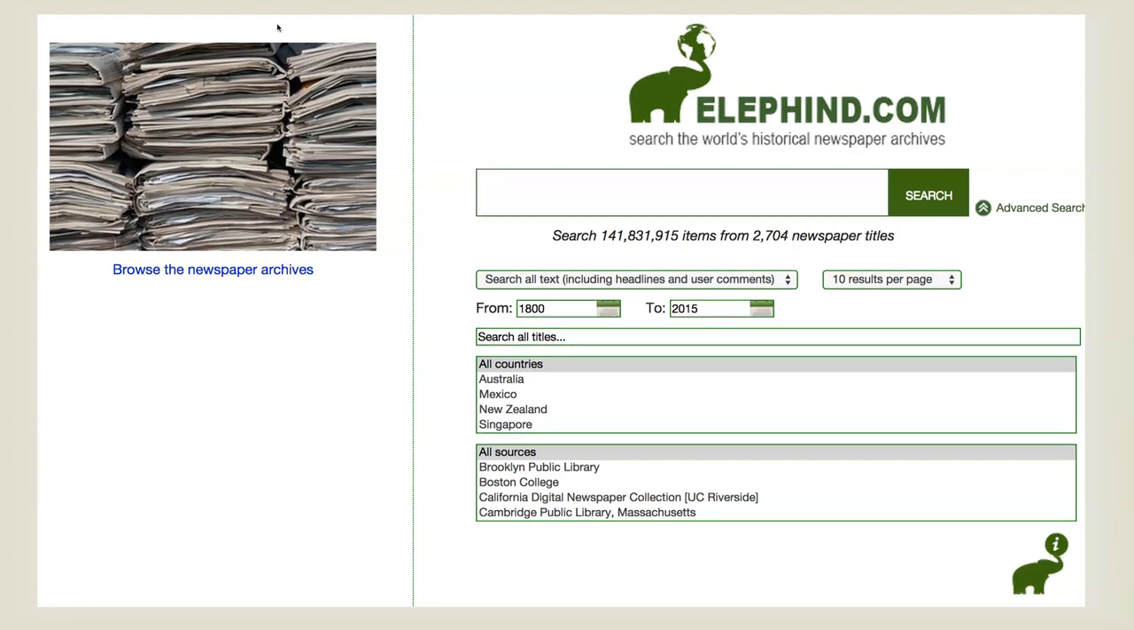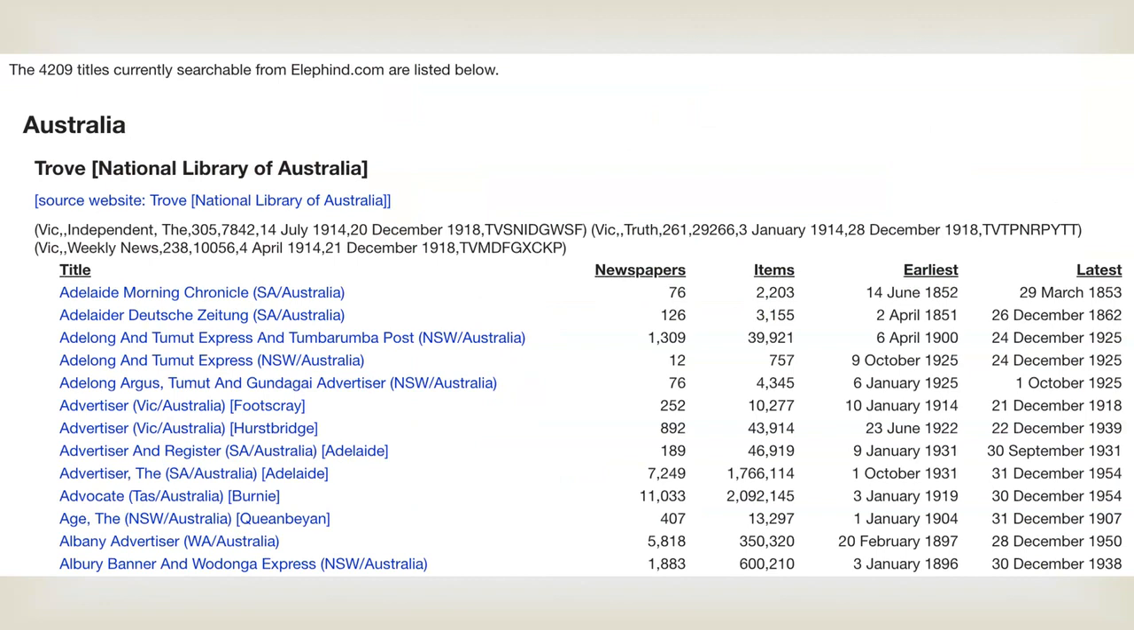Just to show you though how useful it is for Australia, they have quite a few Australian titles, over 4,200 at the time that I took this screenshot, and that's been a little bit of time. So you can see that they've got quite a few newspapers. Depending on the newspaper, maybe only a few. For some other newspapers, maybe over 11,000 items. So it just is going to depend a lot on which newspaper you're looking at.